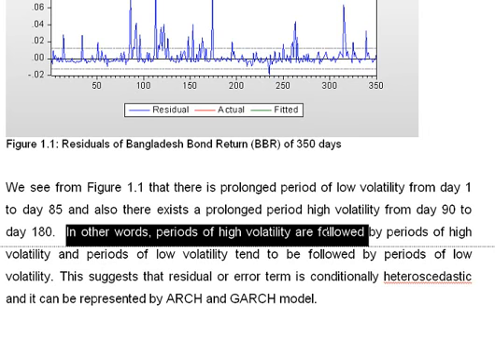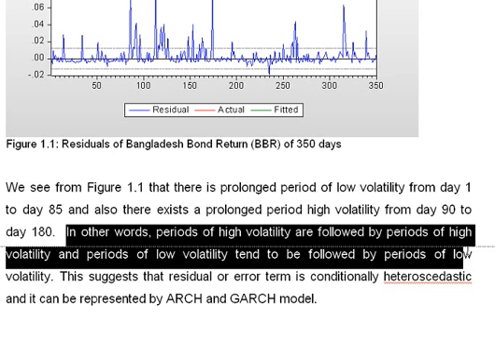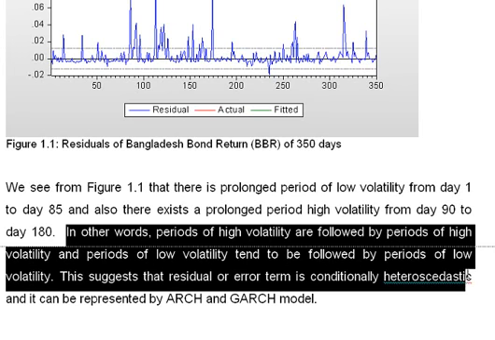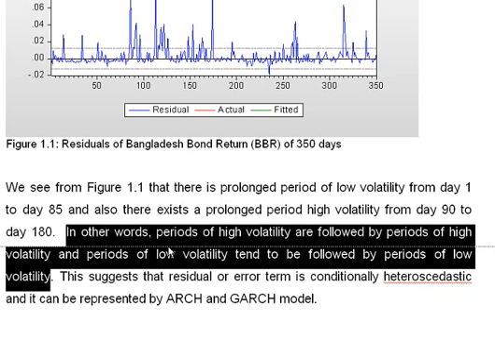What does it mean? It means that from day 1 to day 85, one small volatility actually causes another small volatility. And here you can see from day 90 to day 180 what has happened. One big volatility has caused another big volatility. That means one big shock, one big fluctuation has caused another big fluctuation, and that has happened for a long period.